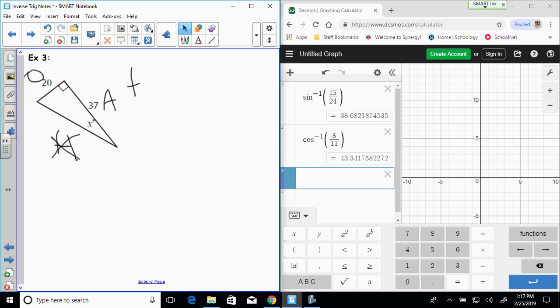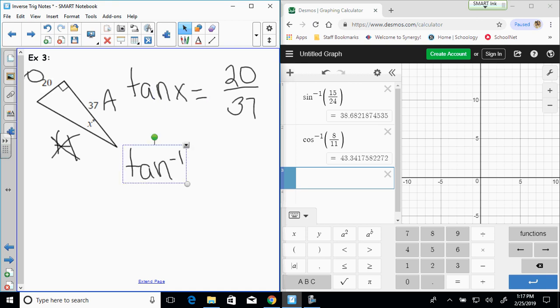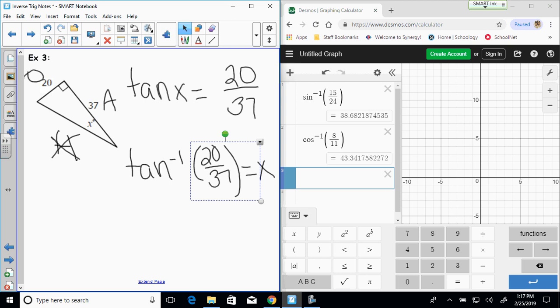So now we know we have tangent of x is equal to your opposite, which is 20, over your adjacent, which is 37. And because we're looking for x, which is our angle, we're going to use the inverse function. So we get the tangent to the negative first, 20 over 37 equals x. And now once it's set up, let's go over to decimals.